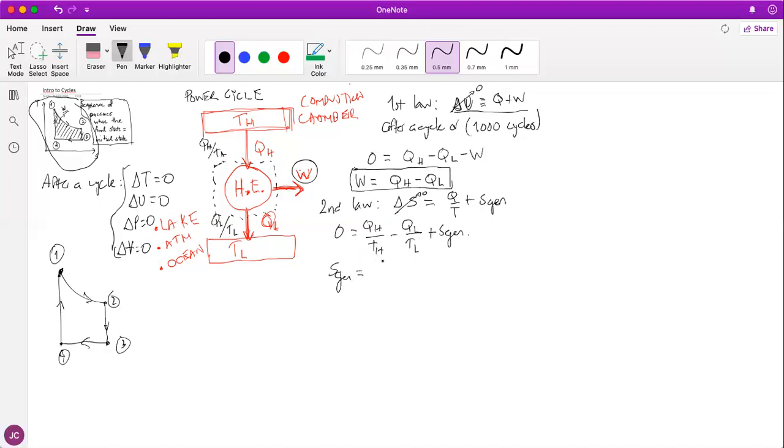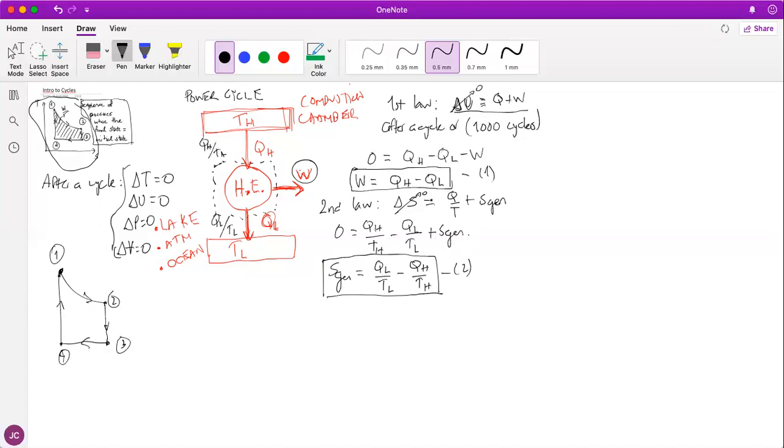So Sgen equals, I'm gonna put this guy over here, therefore I'm gonna change signs to everybody, QL divided by TL minus QH divided by TH. Okay, so if you have this, now let's just see something happening. You have the second law here, and up here you have the first law, and this is the second law. And you will say, okay, so what?